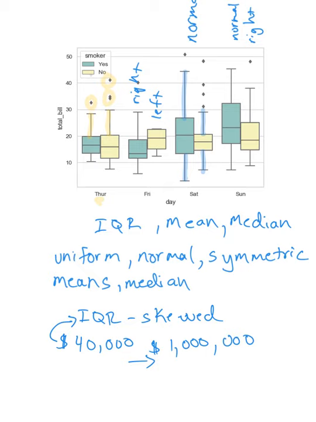So that is how the IQR is most important when you're analyzing a graph. If it's just skewed, use your IQR. If it's uniform or normal, it's actually better to use the mean. The mean is actually more helpful and more accurate in this case.